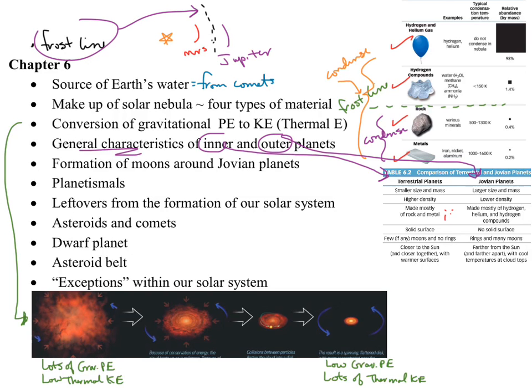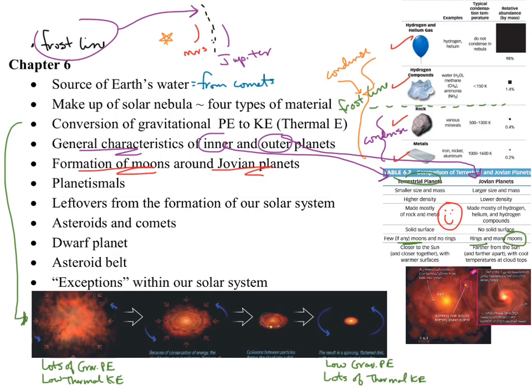The formation of the moons around the Jovian planets. This is something we just looked at too, where the center thing in there is the sun, and this inset is Jupiter. So Jupiter has a little swirling cloud around it for the moons to form. The term planetesimal is just a precursor to a full-fledged planet. It's like a pre-planet.